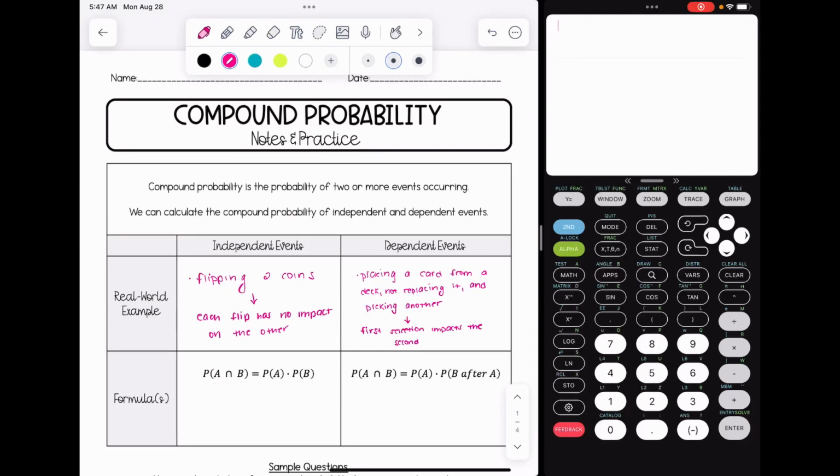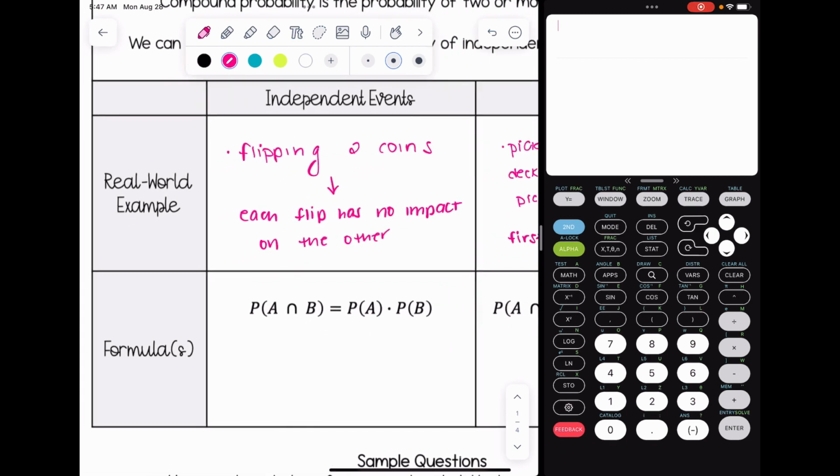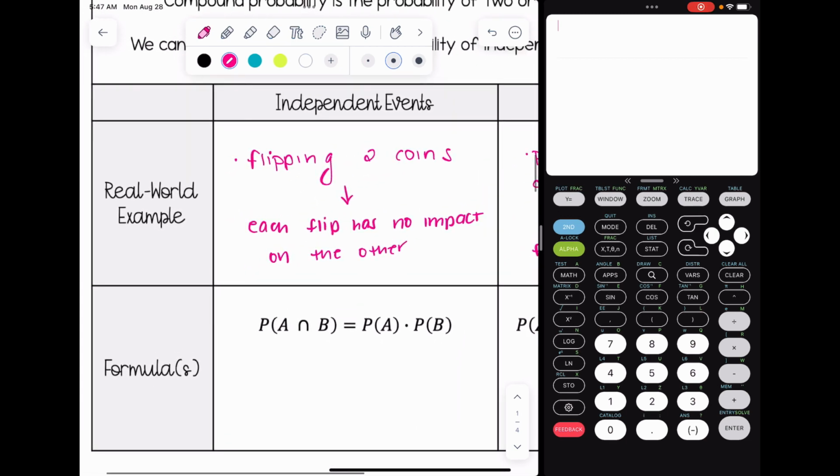In this video, we're going to be talking about compound probability. That's basically the probability of two or more events occurring, and we can calculate the compound probability of both independent and dependent events. So first, let's look at a real-world example of two independent events.